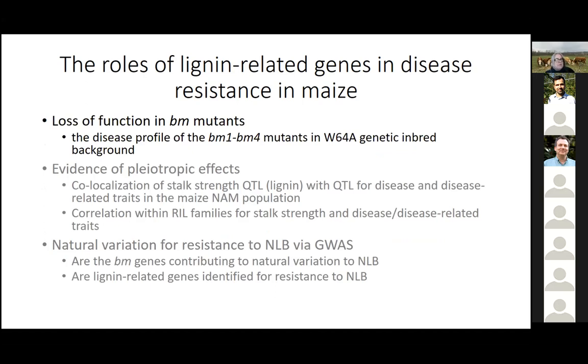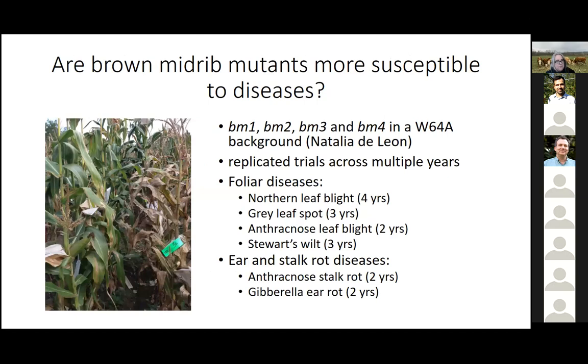So first, let's look at the brown midrib mutants. I was able to obtain brown midrib 1 through 4 in a W64A genetic background from Natalia De Leon. She came here for a talk, and I knew she worked with them, and it was great that she could send them to us. W64A was very well adapted to the New York growing region. And as you can see, the one on the left in this image is wild type, W64A, and this is brown midrib 3. So you can try to be as objective as you want, but that's a pretty obvious stark difference. And that's from my first year of trials.